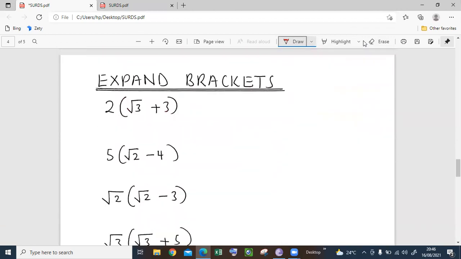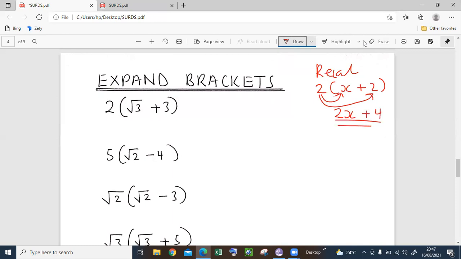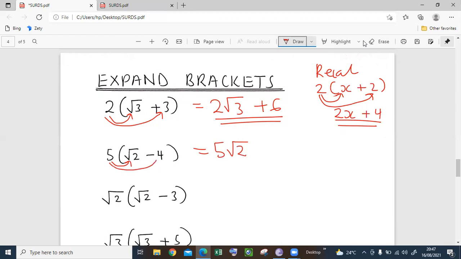Now let's see how we expand brackets of surds. If we recall, opening normal brackets, 2 will multiply here, and this 2 will multiply there. Hence, we shall get 2x plus 4. We shall use the same approach when we are dealing with surds. 2 will multiply the first surd, and we shall get 2 root 3. And again, 2 will multiply by 3, and we shall get 6. So that's how we expand the bracket. So the next one here, 5 will multiply root of 2, and we shall get 5 root 2. Again, 5 will multiply 4, and this will give us minus 20. That's how we expand bracket.